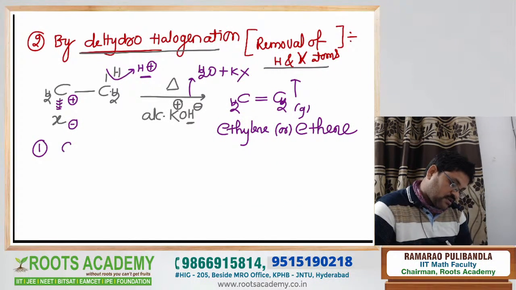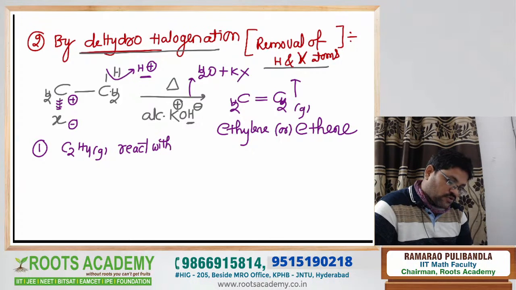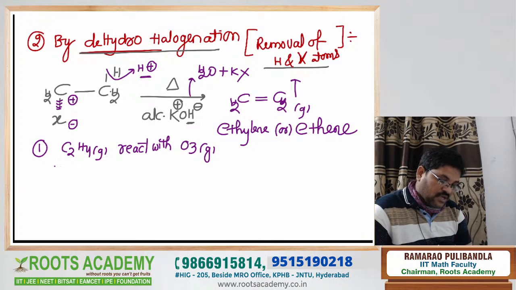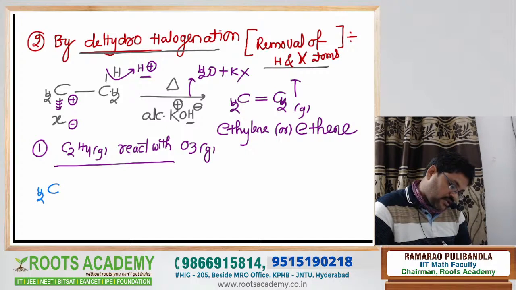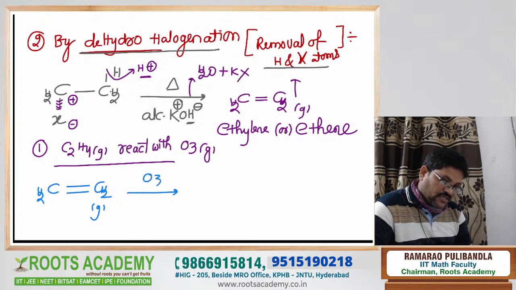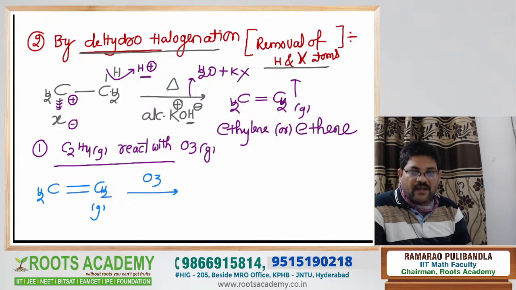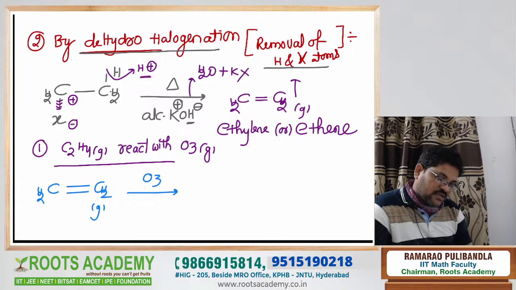And come to the given reactions. The first reaction is ethene gas reacting with ozone. What is ozone? O3 gas. Simple explanation: how the ethene gas reacts with ozone gas. How do you write ethene? CH2 double bond CH2 is the ethene gas. To this ethene gas, send the ozone gas. Ozone gas itself is unstable.